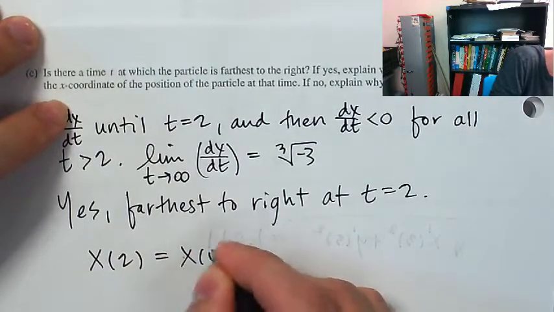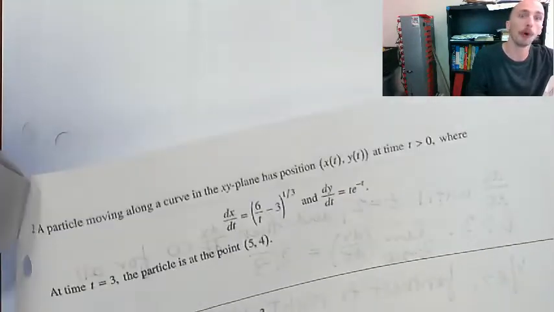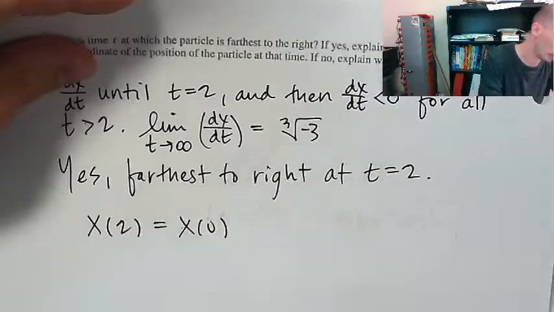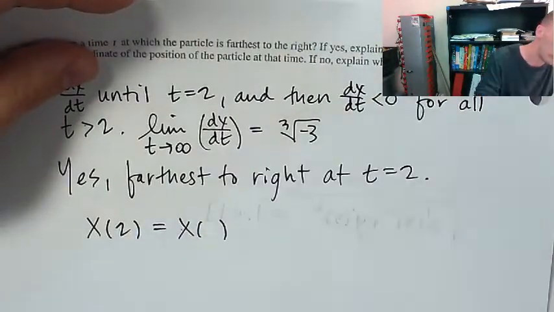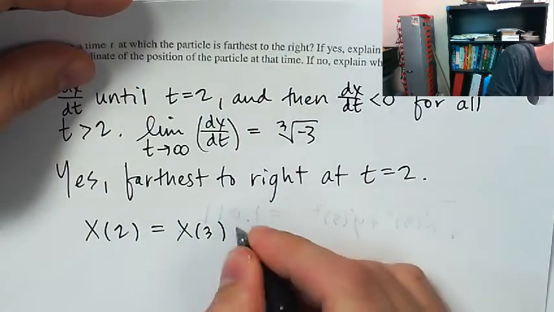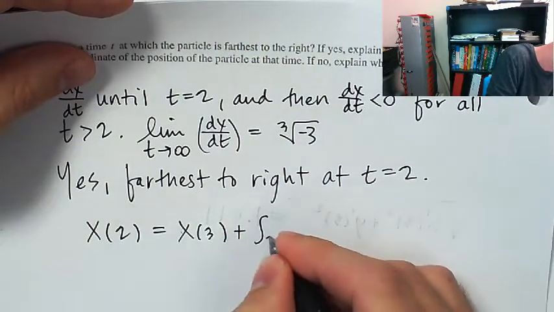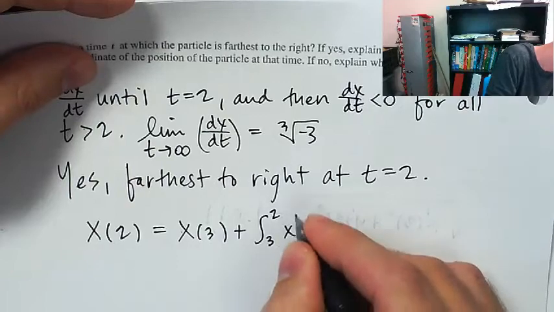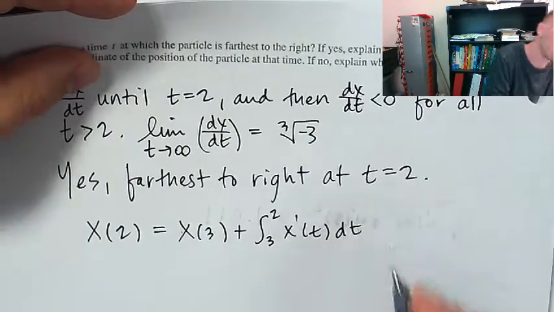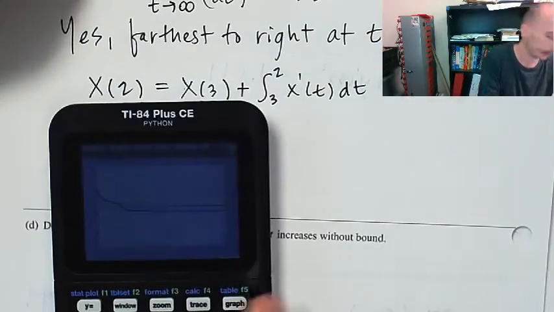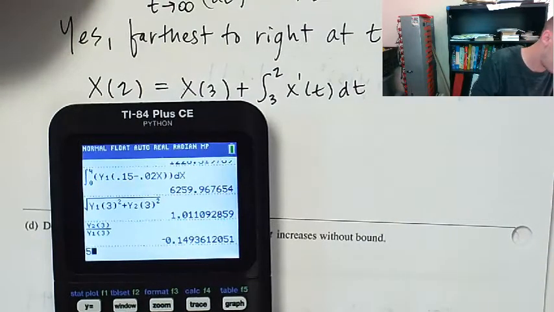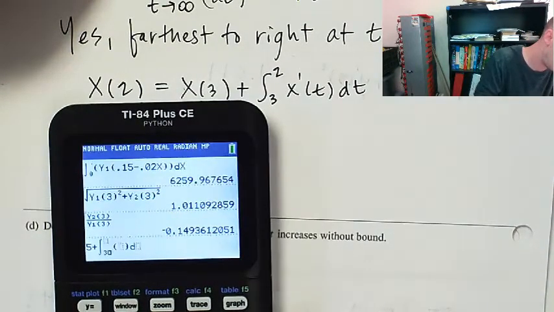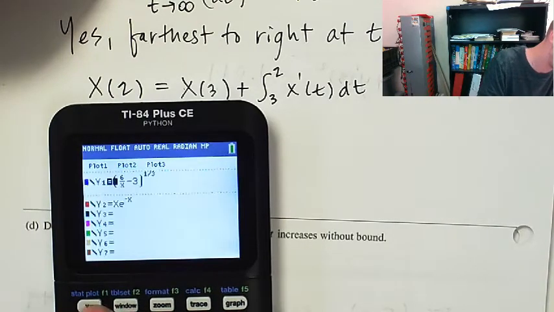Well, I already have x of 0. I've kind of forgotten what it is. Looks like x of 0 is 5. No, x of 3. Plus the integral from a to b, so that's 3 to 2, of x prime of t dt. Okay, that's a job for the calculator. So that's going to be 5 plus the integral from 3 to 2 of x prime. Okay, that's the 6 over x minus 3.